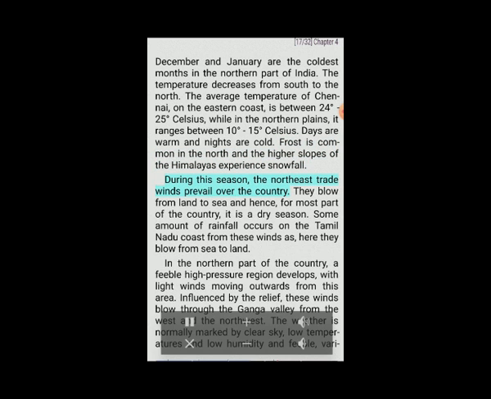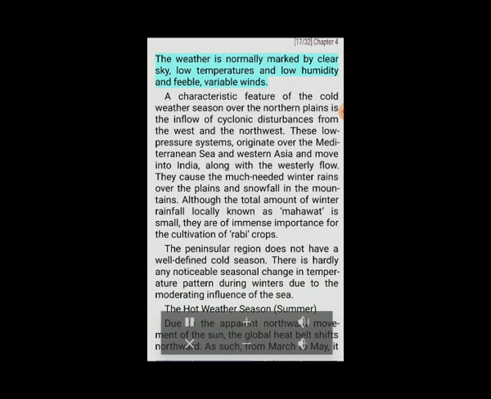During this season, the northeast trade winds prevail over the country. They blow from land to sea, and hence, for most part of the country, it is a dry season. Some amount of rainfall occurs on the Tamil Nadu coast from these winds, as here they blow from sea to land. In the northern part of the country, a feeble high-pressure region develops, with light winds moving outwards from this area. Influenced by the relief, these winds blow through the Ganga Valley from the west and the northwest. The weather is normally marked by clear sky, low temperatures, low humidity, and feeble, variable winds.